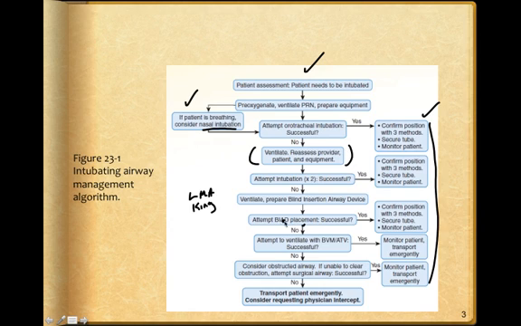If the blind airway did not work, go back to BLS methods as a kind of a retreat. Attempt to ventilate with BVM or automated transport ventilator. Was that successful? If yes, monitor the patient and transport emergently. If no, consider obstructed airway. If unable to clear, attempt surgical airway. And was the surgical airway successful? Yes, monitor the patient, transport emergently. Or no, transport patient emergently, consider requesting physician intercept.